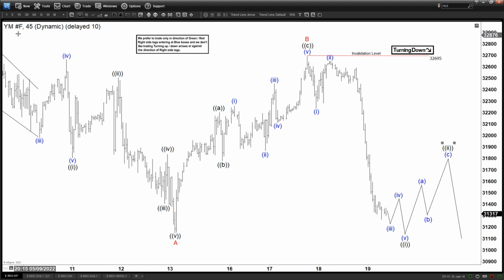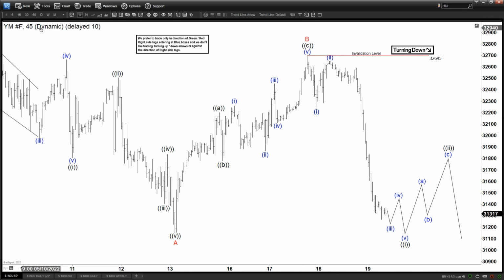For today, we are going to update you on the Dow. This is the Dow Futures 45-minute chart. Now we got another sell-off today in the indices, especially in the US market, as the Fed continues to want to hike the rates to fight inflation.